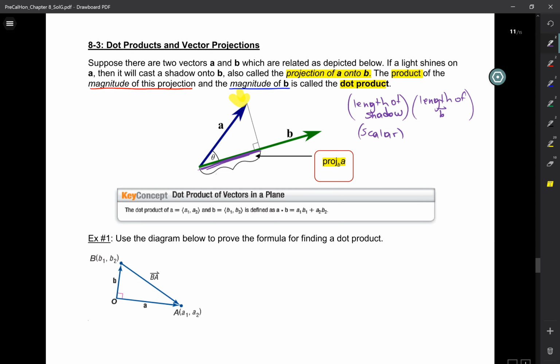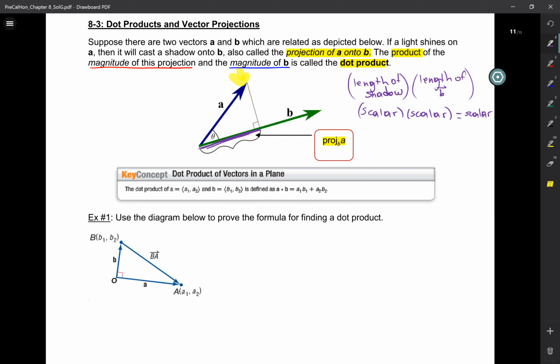A scalar is just a magnitude. A vector has a magnitude and a direction. What about the length of B? Is that a vector or a scalar quantity? That's also a scalar because it's just the length of B. So length is always scalar. So a scalar times a scalar, it's like 5 times 3 is another scalar number. Okay? So the dot product is always a scalar.